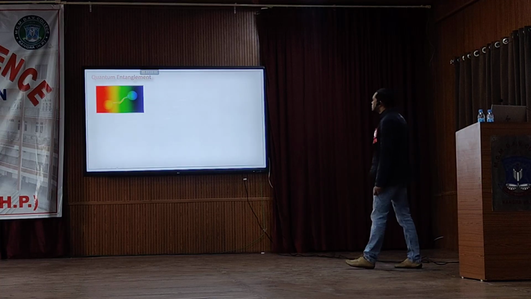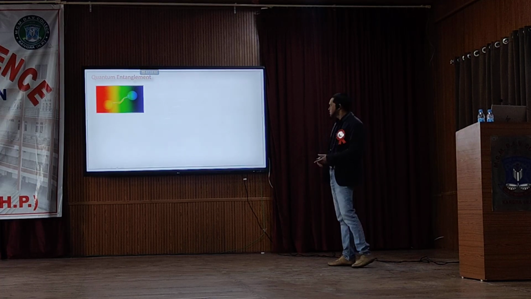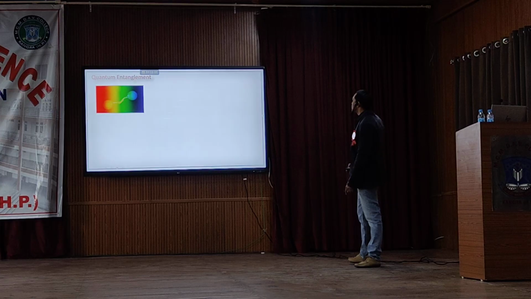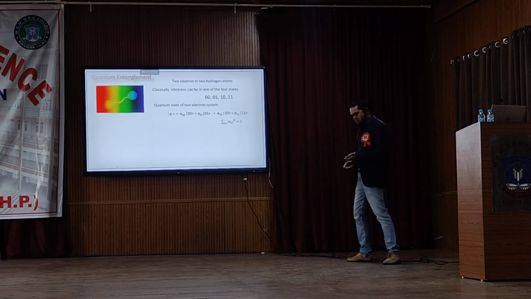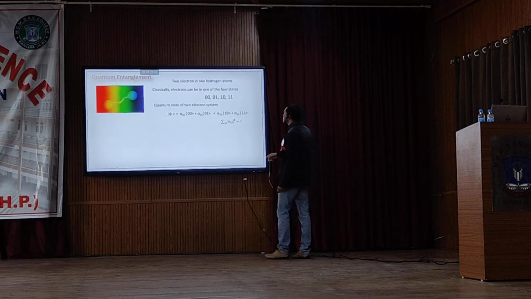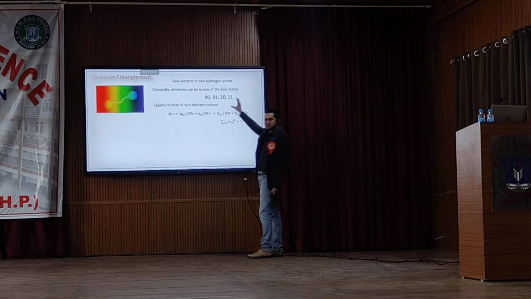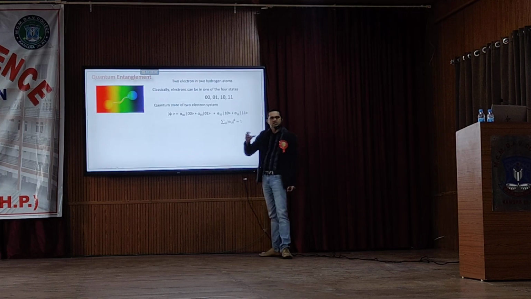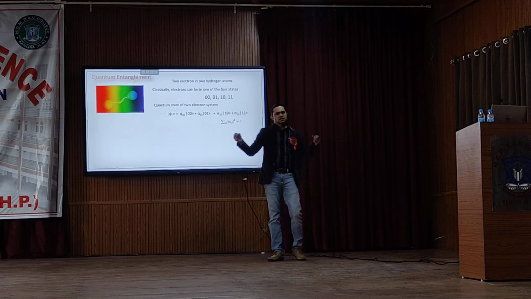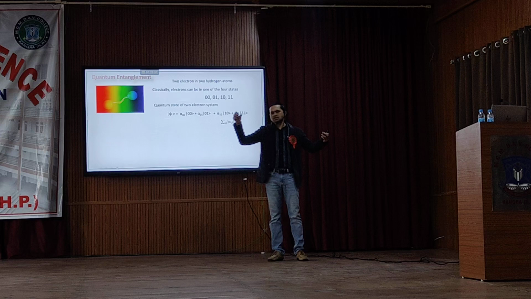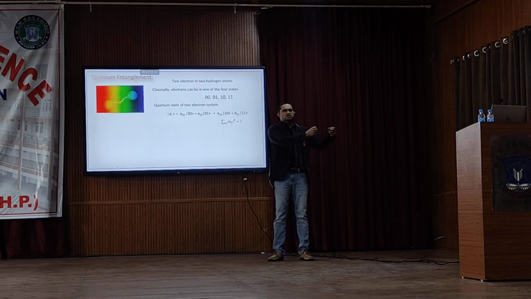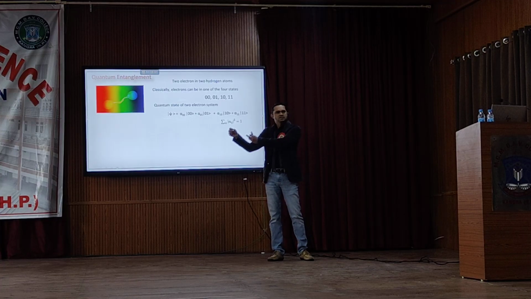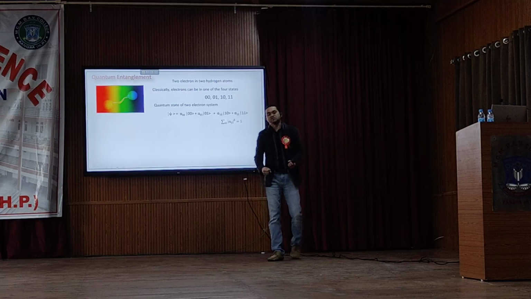So here is the explanation of what entanglement is, in quantum mechanics. Look at this. We take the two electrons in hydrogen atoms. One hydrogen atom has one electron, another hydrogen atom has another electron. What are the different possibilities? This electron can be here, this electron can be here, or this electron can also be here, or this can be here. So there are multiple possibilities.